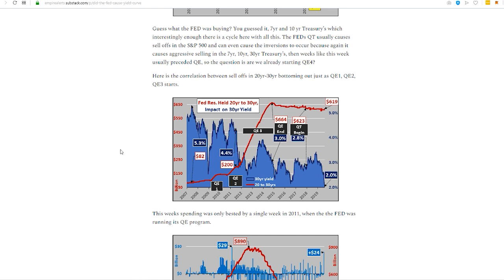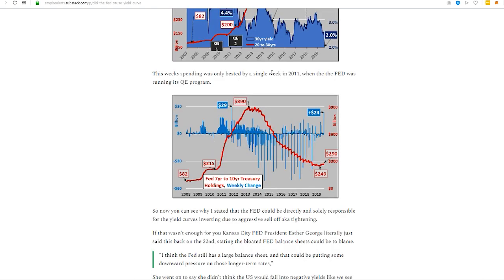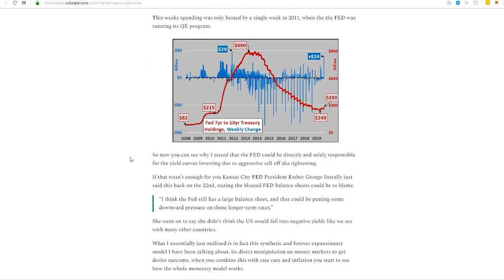There isn't a ton of historical data because QE was the birth child of Bernanke in 2009. Actually, I think it started in 2008. So quantitative easing and tightening itself only started in 2008, supposedly. This week's spending was only bested by a single week in 2011 when the Fed was running its QE program.